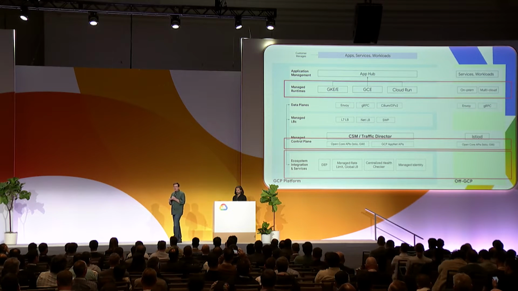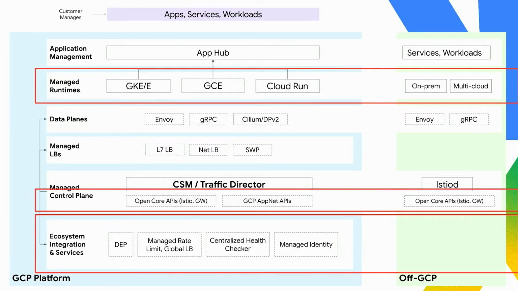OK, so the things to remember specifically from that slide that got very complicated. We have multiple runtimes. We have GKE, GCE, and Cloud Run, different places where you can run your workloads. We have a control plane on GCP, Traffic Director, off GCP, Istio-D, and we support open APIs, open core APIs. And finally, more integration with the platform. Those load balancers, the extensibility platform, all health checking, all those things that I've talked about.